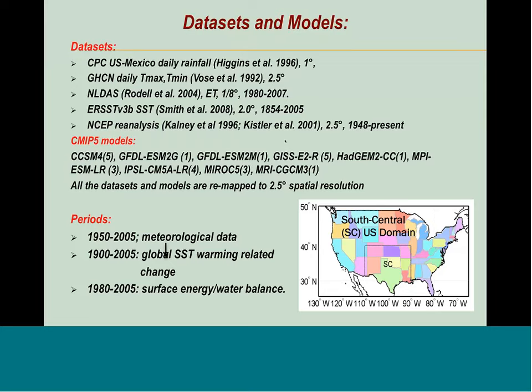The analysis period for the meteorological data is about 1950 to 2005. When we try to identify the global SST warming mode, following Schubert et al. 2008, we use the period of 1900 to 2005. And for the surface energy and water balance, because we use NLDAS, the period is 1980 to 2005.